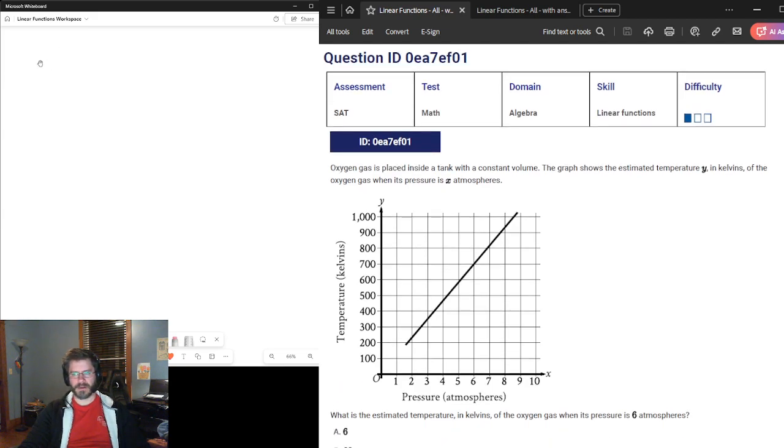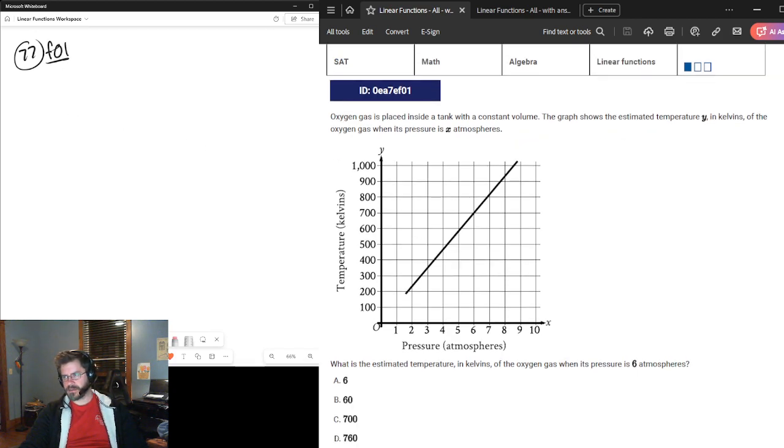Okay, so another graph. 77, F01. Another graph here. So we've got blah, blah, blah, y in Kelvin. Who cares? Just read the question. What is the estimated temperature? So temperature is the y-axis. Oxygen gas when pressure is 6. So just at 6, it's at 700. Just reading the XY coordinate grid.